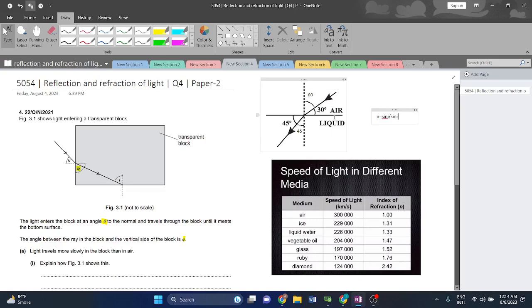ठीक है ना? For example, this is air and this is liquid. ठीक है? So N will be equals to sine I, which is from here to here, which is sine 60, divided by sine R. R की वैल्यू हम लेंगे 45. अगर हम इसको कैलकुलेट करें तो let me just calculate it. Sine 45, 60 divided by sine 45 will get us an answer of 1.22. N will be equals to 1.22.